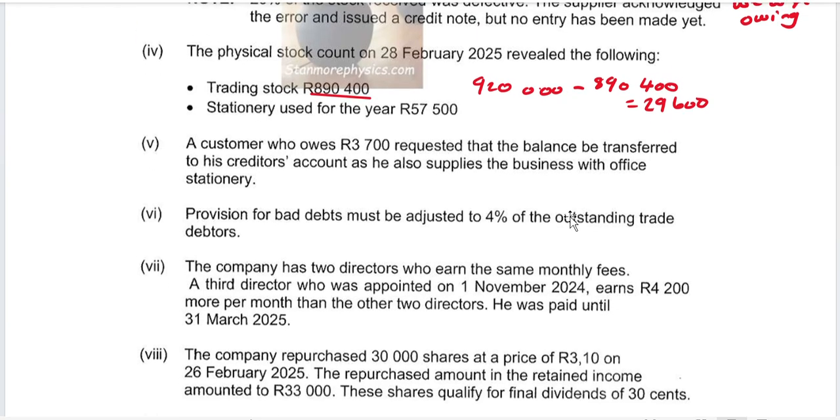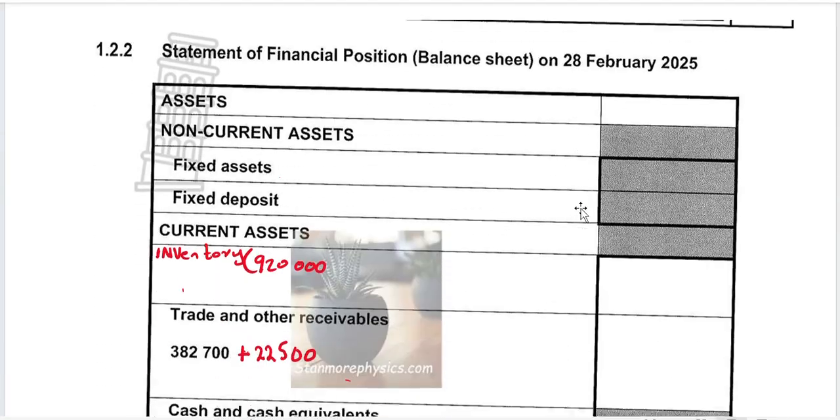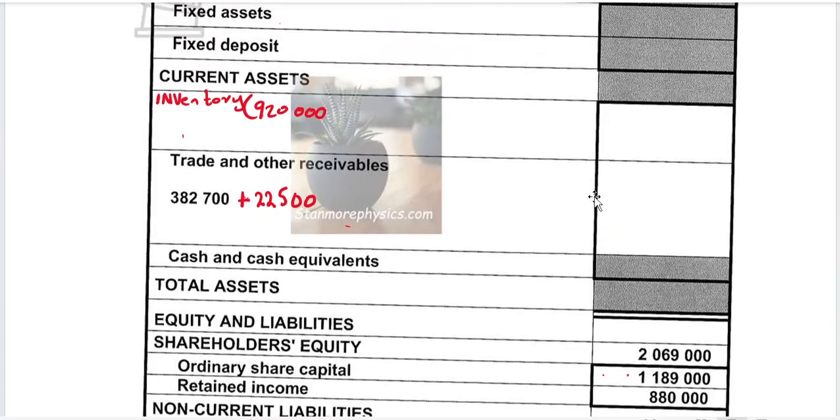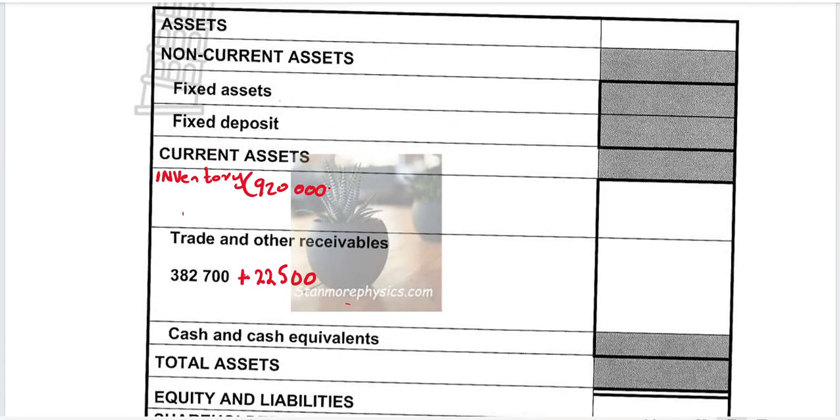In other words, let's go and record it. 29,600. I'm gonna come where we have inventory. We're gonna subtract 29,600. Do you get me?